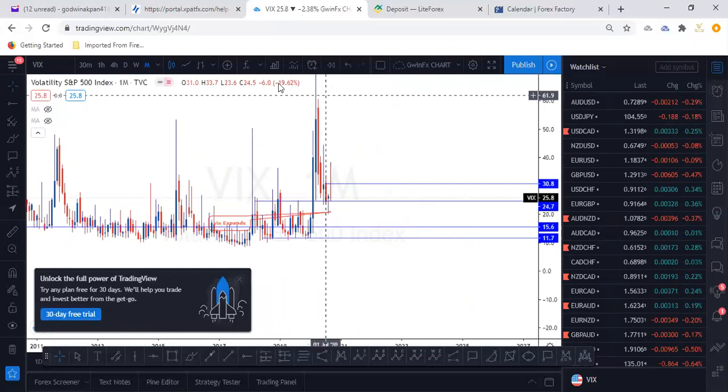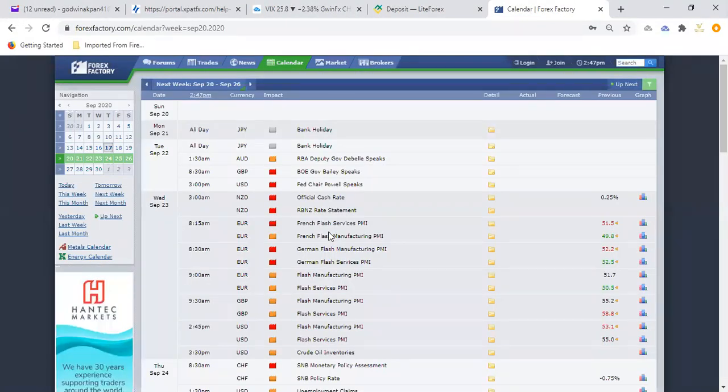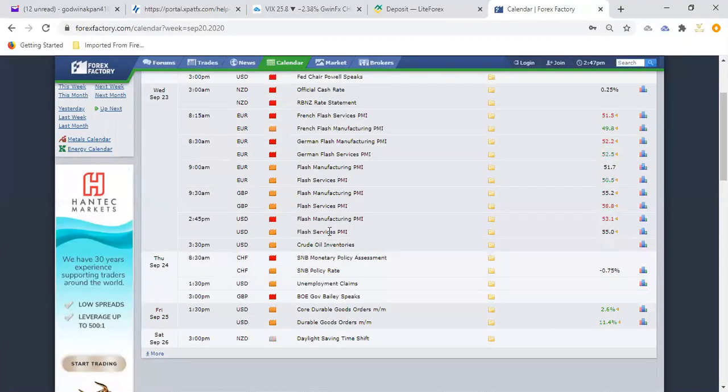So let's jump straight into next week and what we have with the news. We have the Fed Chair Powell speech on Tuesday, and Monday we have the Bank of Japan holiday. On Wednesday we have the official cash rate, and the Reserve Bank of New Zealand also making rate statements. Also on Wednesday we have the flash services PMI and the flash manufacturing PMI for the USD. We also have the Swiss franc monetary policy assessment, and Bank of England Governor Bailey speaks on Thursday. That'll be all for the news.